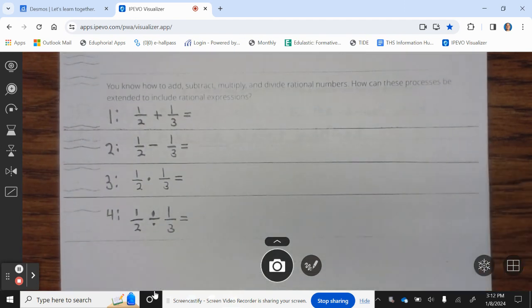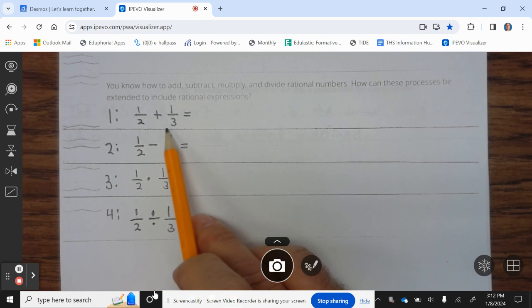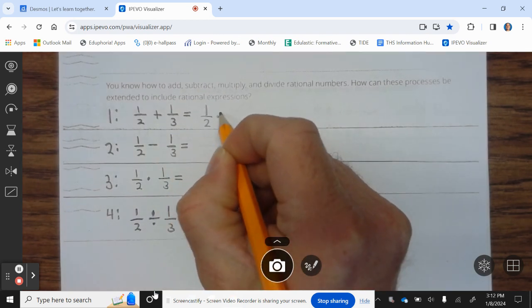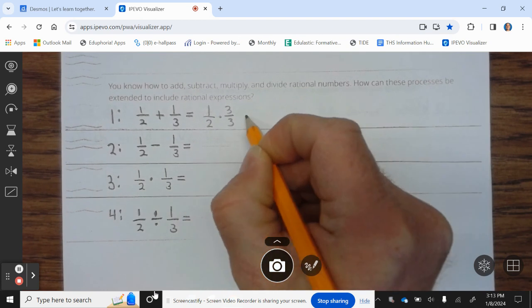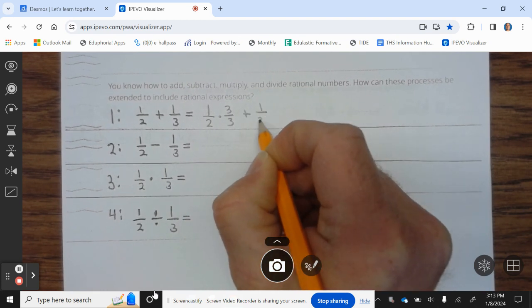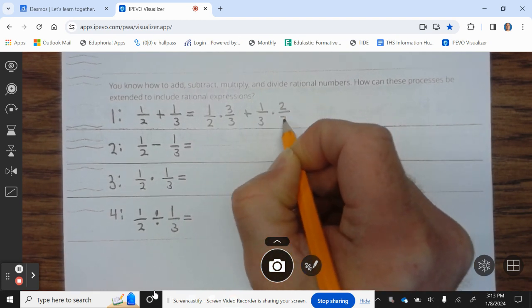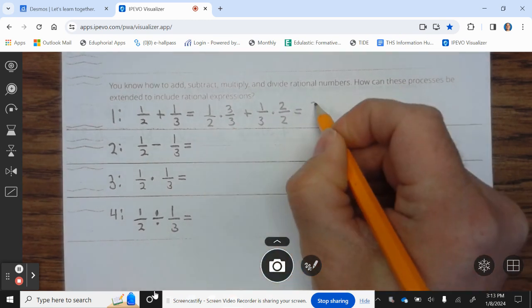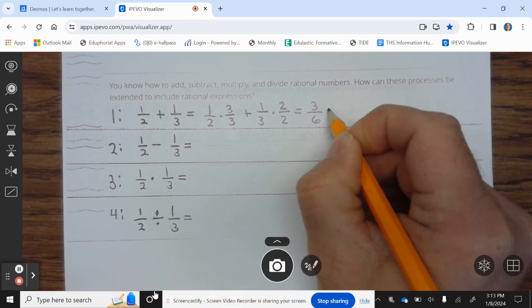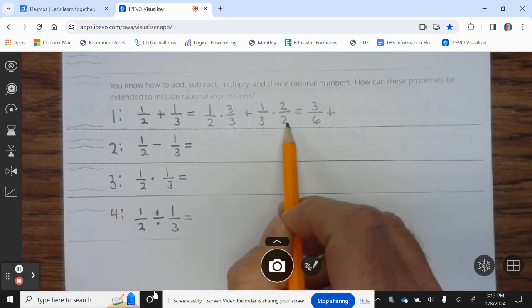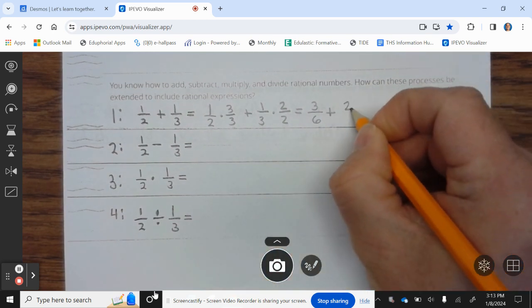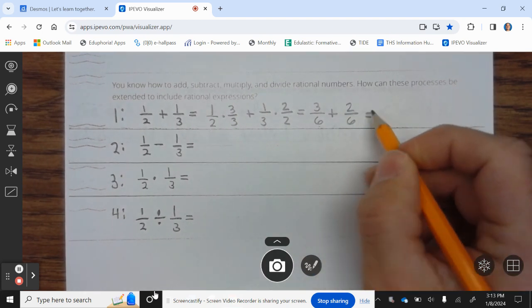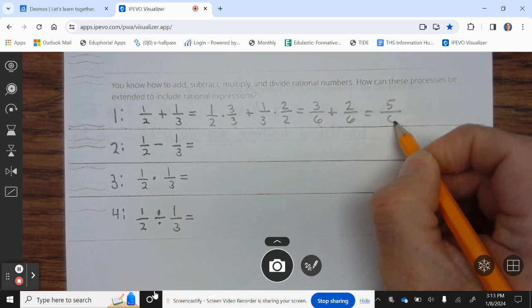Okay, 1/2 plus 1/3. In order to add these, they have to have the same denominator. They don't, so we can't add them as is. So what we're going to have to do is multiply 1/2 times 3 divided by 3 plus 1/3 times 2 divided by 2. Now, 1/2 times 3 divided by 3 is 3/6 plus 1/3 times 2/2 is 2/6. Now they have the same denominator, so we can add them. So 3/6 plus 2/6 is 5/6.